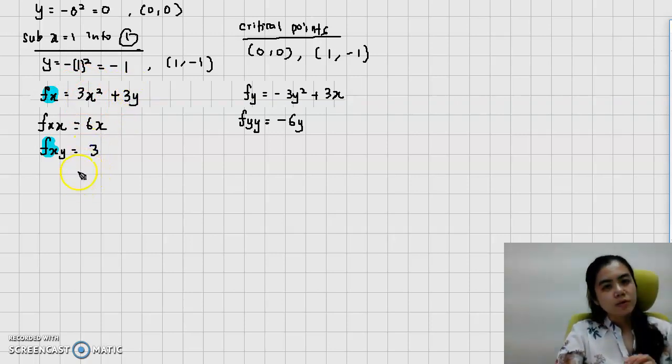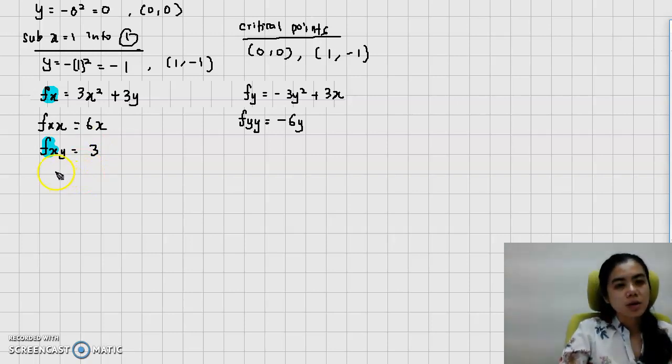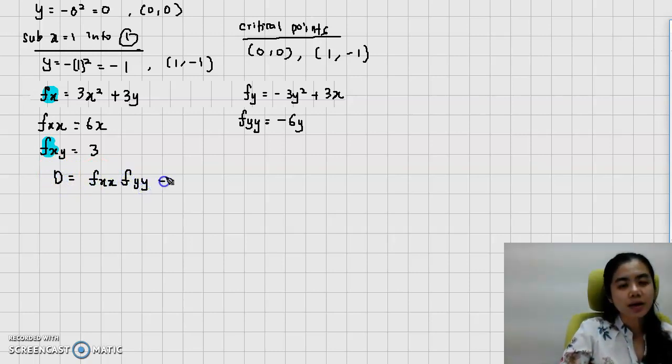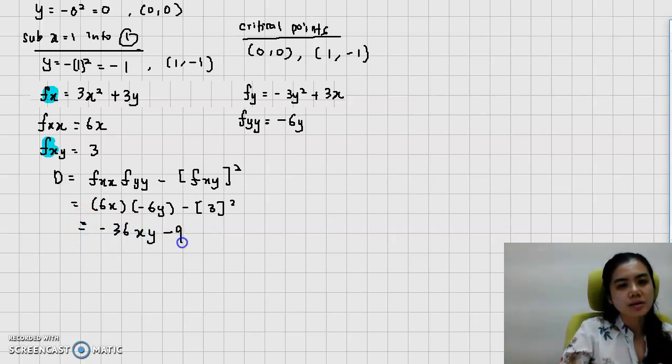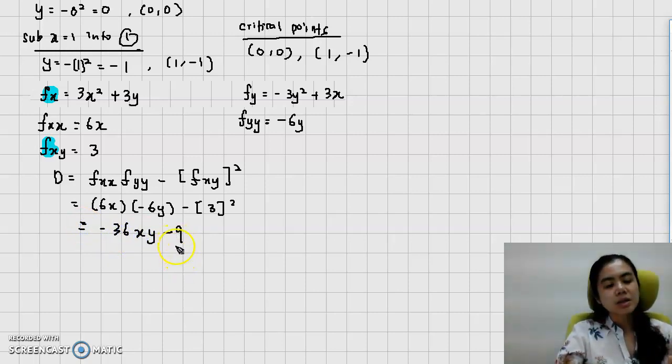Okay. So now we're going to form the discriminant equation. That is D equal to fxx multiplied with fyy minus fxy squared. And this actually gives you 6x, this is actually minus 6y, and this is actually 3. Simplify it, you will have minus 36xy minus 9. So that is your discriminant equation.